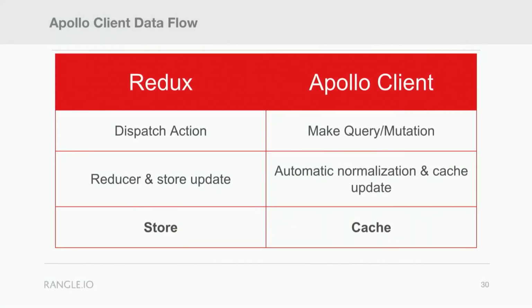So, once more, I just want to reiterate, we're not comparing Redux and GraphQL, the two very different things. What we're looking at is the potential to use the Apollo client cache as a data store versus Redux. That being said, Redux and Apollo client have some similarities. In Redux, we dispatch an action. In Apollo client, we are making a query or mutation. In Redux, you have your reducers and your store update, where in Apollo client, it's handled by the normalization and updating the cache. So again, Redux has a store, Apollo client has a cache.